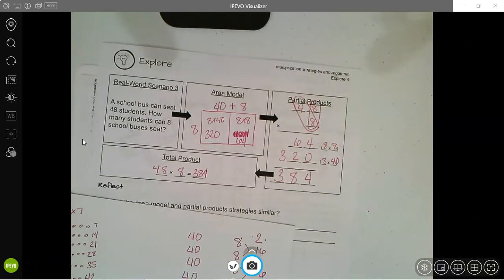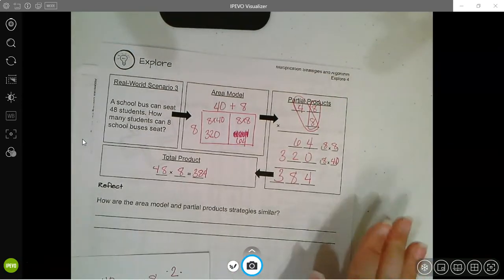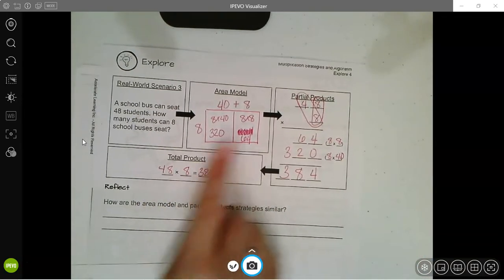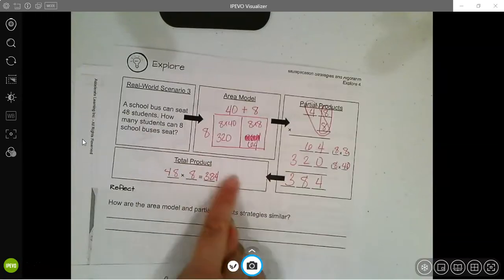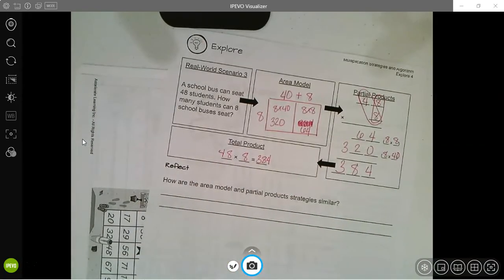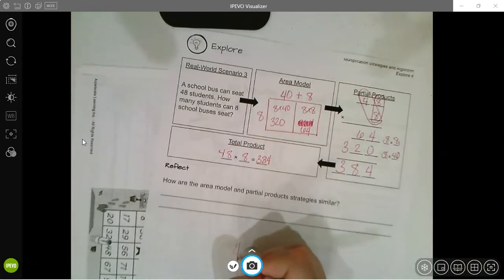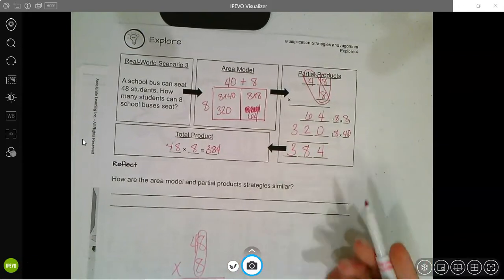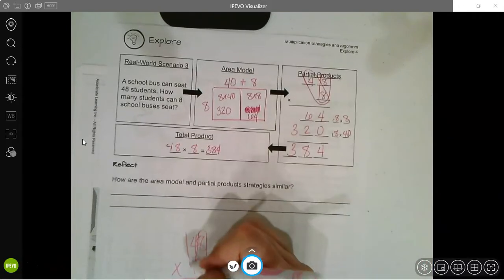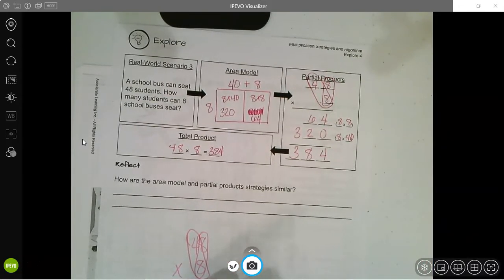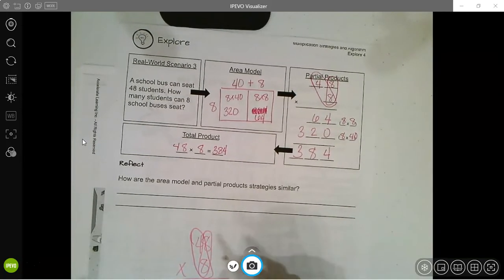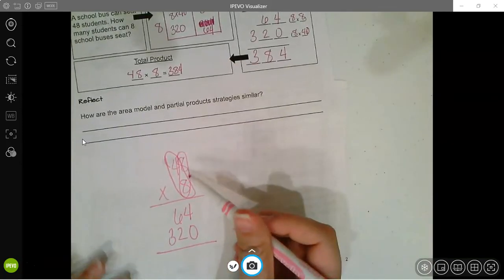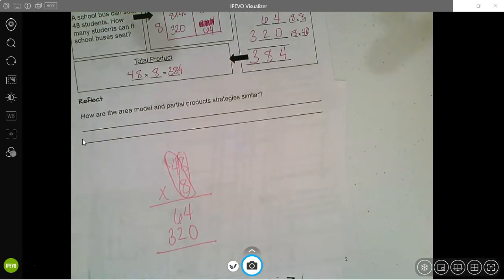Okay, guys, I know this is a lot, and we're going to keep working on this as the week goes on. Because eventually what we're going to do, guys, is we're just going to be doing this. This is just steps to help us. But eventually we're just going to be doing 48 times 8. And we're not going to be drawing the pictures or breaking it up like this. And then we're going to be doing 8 times 8 is 64. 8 times 40 is 320. Okay, but there's a process to getting to this, to kind of make you realize how we get to that, okay?